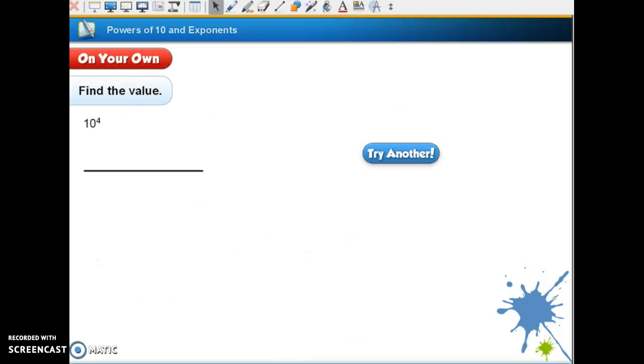Okay, this is number 8 on page 19 on your own. Please do that one. Find the value. 10 to the fourth power, the fourth power of 10. Now we have a whole number. We're going to put that whole number down here. How many zeros are we going to put after that whole number? What's our exponent? 3. What you still need to understand is this is 2 times 10 times 10 times 10.